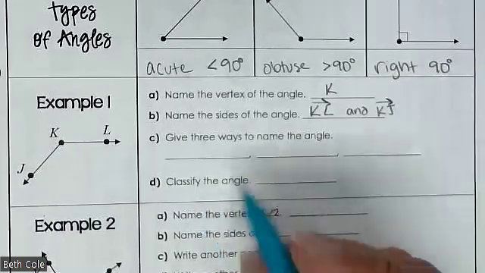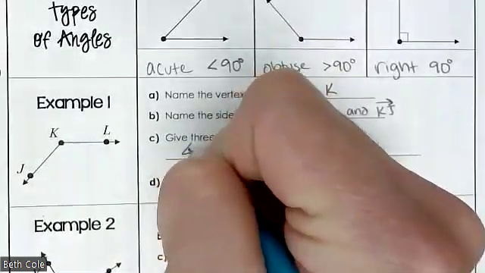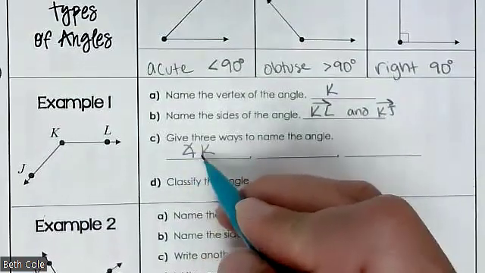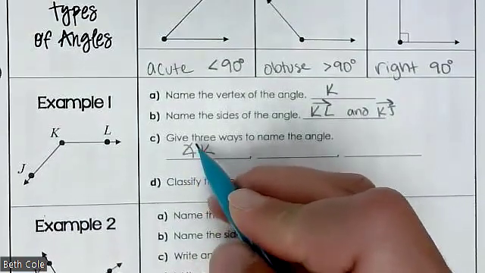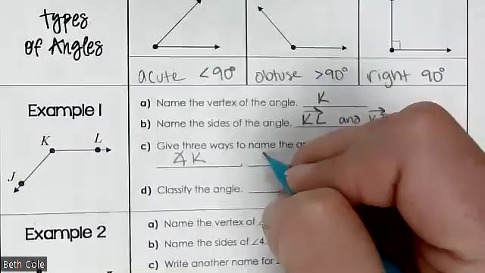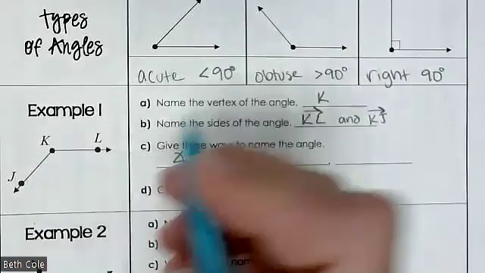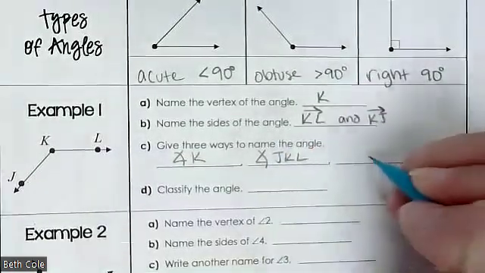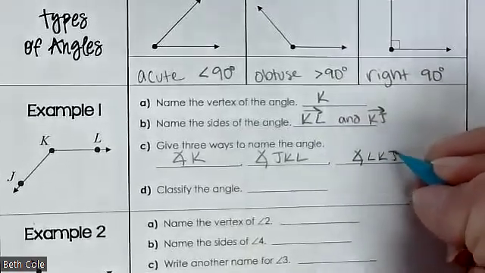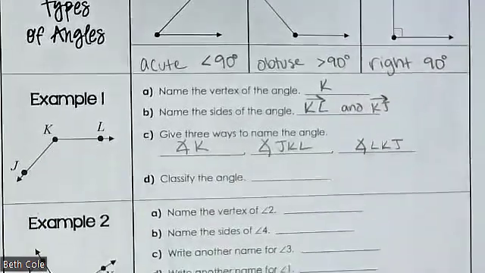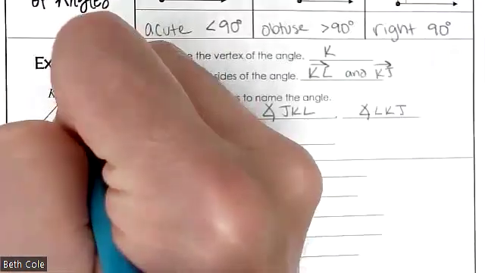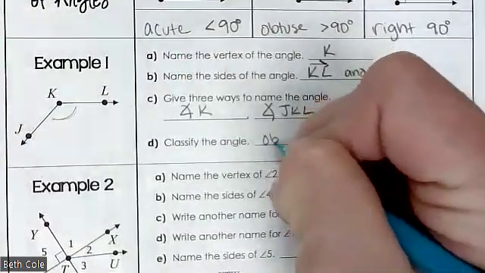So 3 ways to name the angle. So you can call it angle K. And I was taught to put a line through my angle symbol. You don't have to put that there. You could just put angle K, like the way that it looks right here. You could call it angle JKL, or you could call it angle LKJ. But that K has to go in the middle. And then classify the angle. It is bigger than 90 degrees in here, so obtuse.